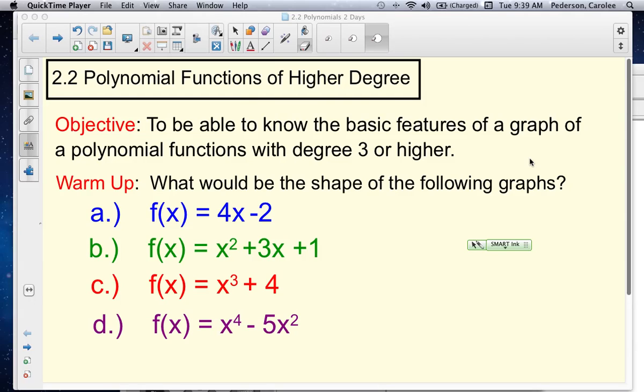Okay, who can tell me what the degree is and shape of question A? What would be the shape of that graph? A line. That's a linear function. The degree is 1. Who can tell me what B is? A parabola, because its degree is 2, a quadratic. Thank you. What about question C? Yes. Cubic. A snake. And our last one, D.